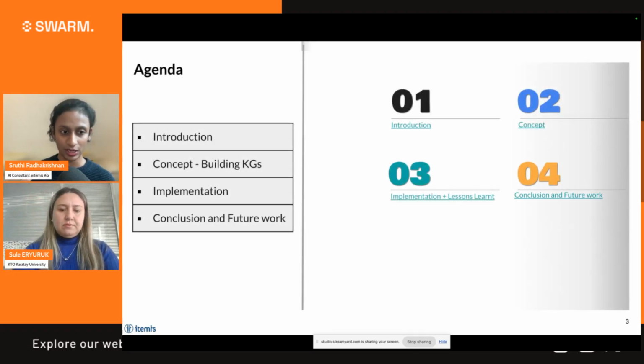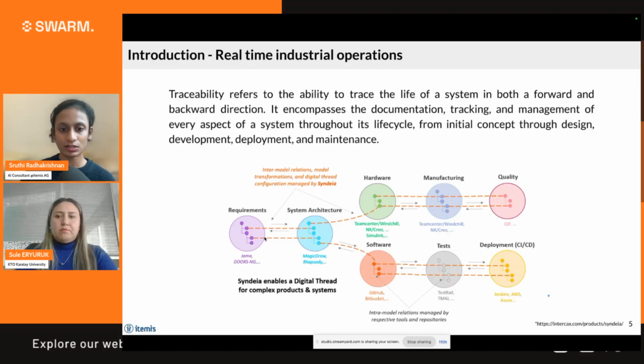We just start with the introduction, and I will give you a brief about the concept of building knowledge graphs, and then how we implemented it by using a case study, and certain future works and conclusion on how we see the whole approach.